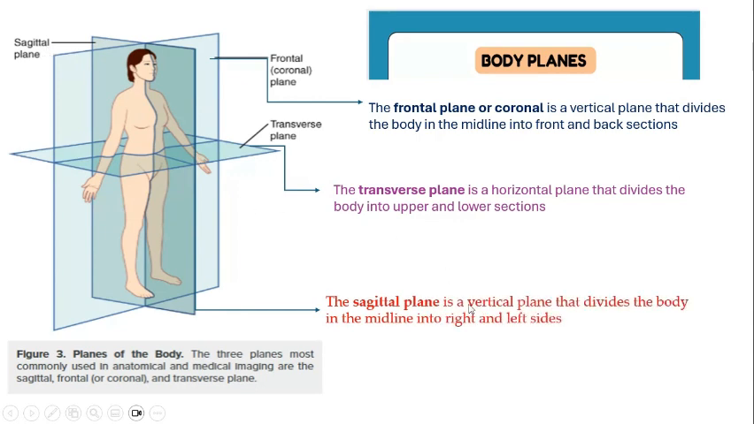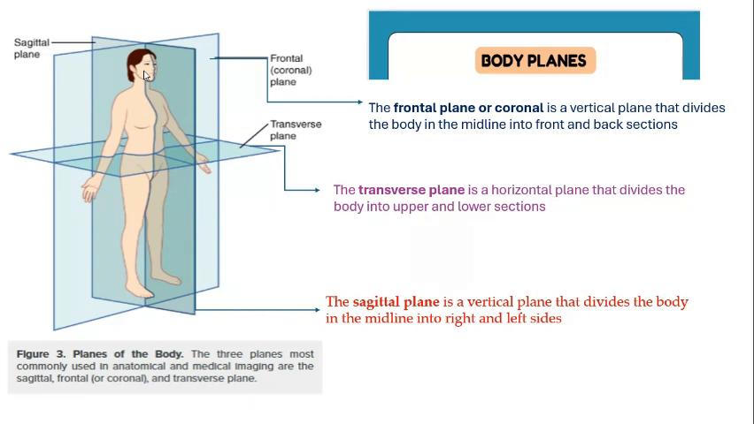Now we'll look at this sagittal plane. This is basically an imaginary vertical plane that divides the body into the left and the right parts. It slices the body longitudinally into the left and the right parts. For instance, if this is an apple, when we cut an apple into two, into left and right, the same thing applies there.